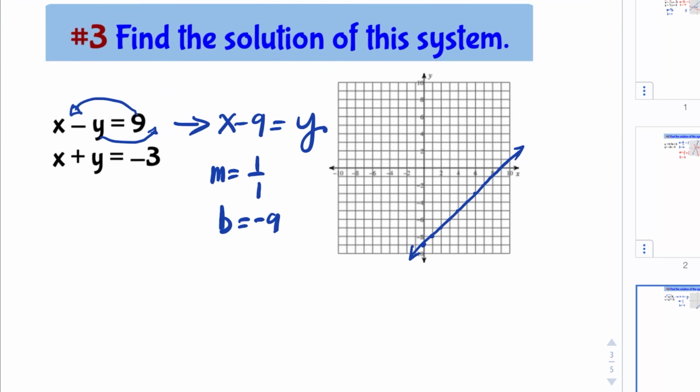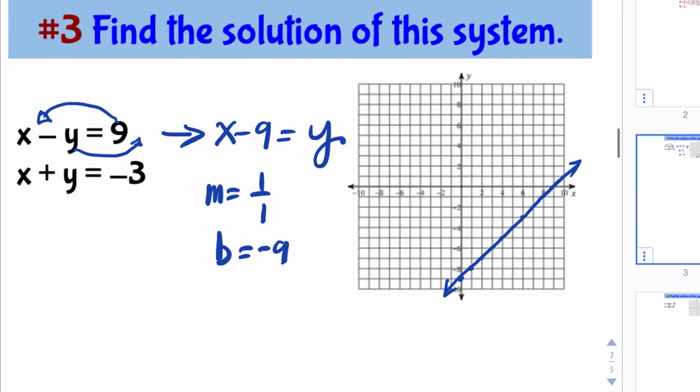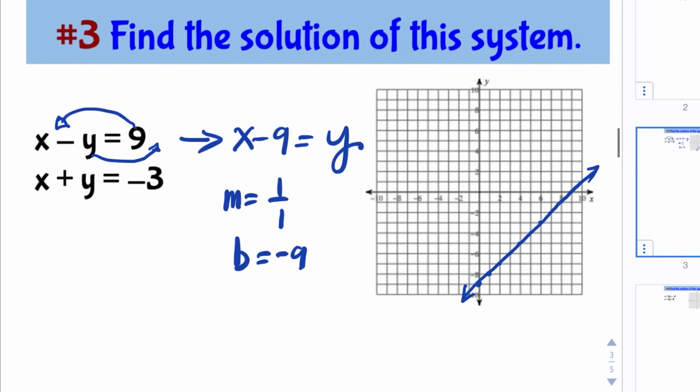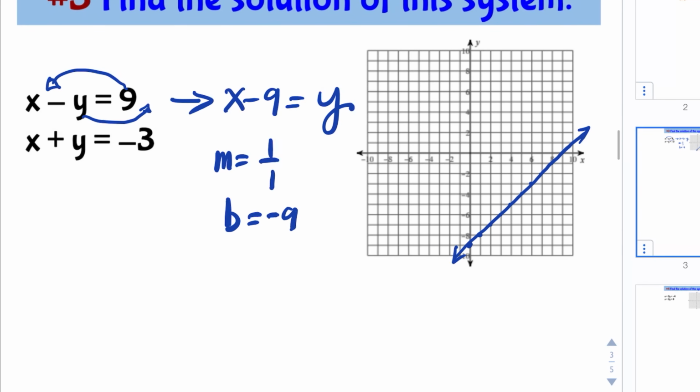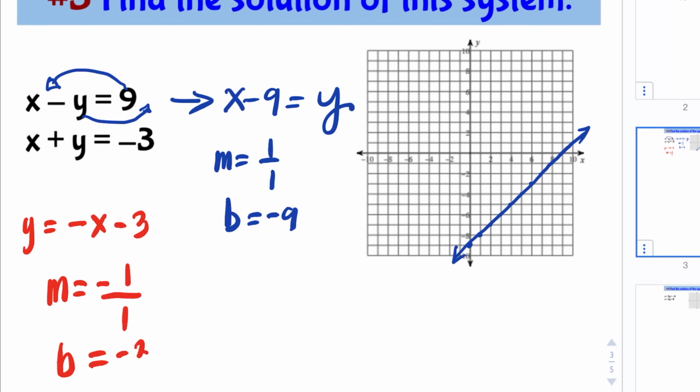Now let's graph the second equation. For the second equation, we have x plus y is equal to negative 3. So here, changing it to y is equal to mx plus b, we have y is equal to negative x minus 3. So in this second equation, our slope is negative 1, meaning negative 1 over positive 1, and the y-intercept is negative 3. So now we're ready to graph.